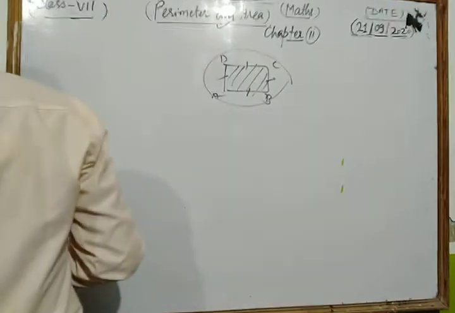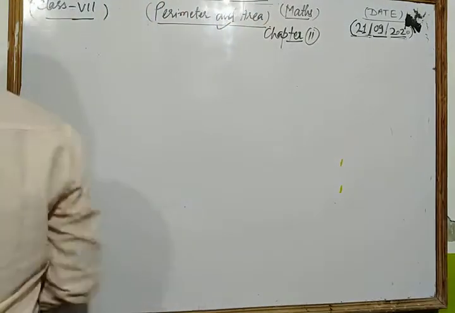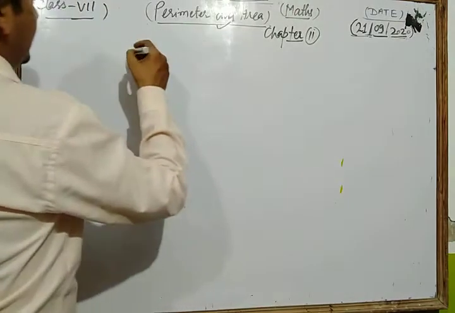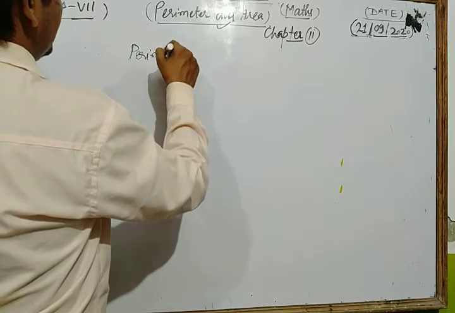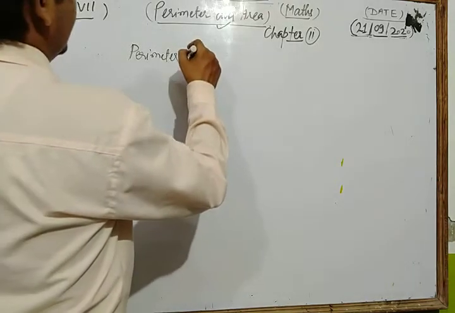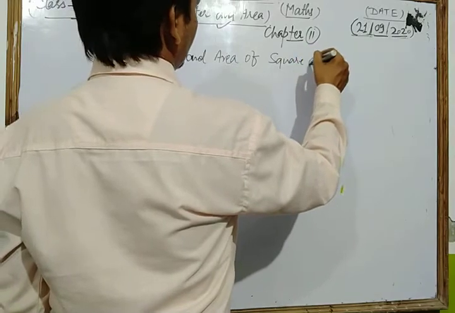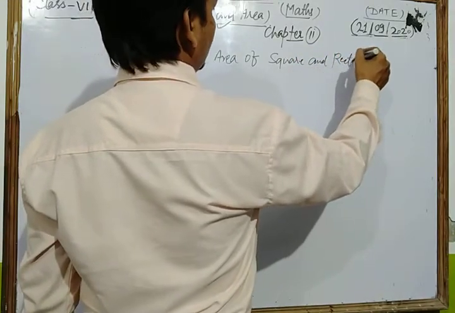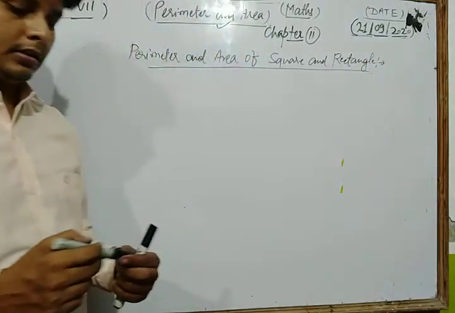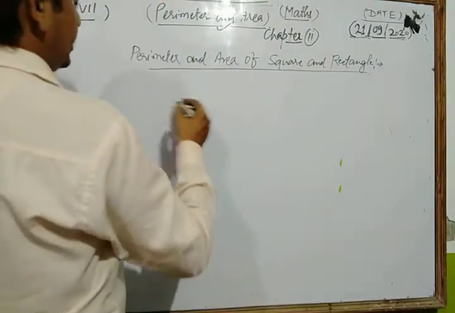Let's see, dear students. Now we discuss the perimeter and area of square and rectangle. First we discuss the square.